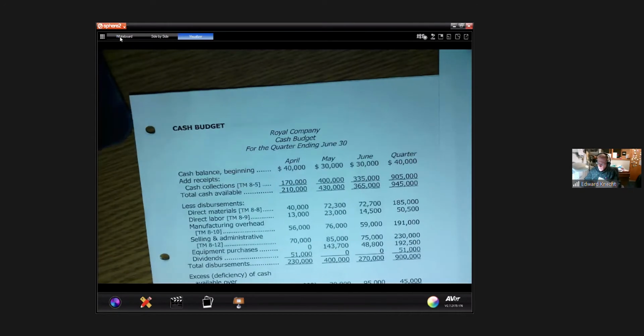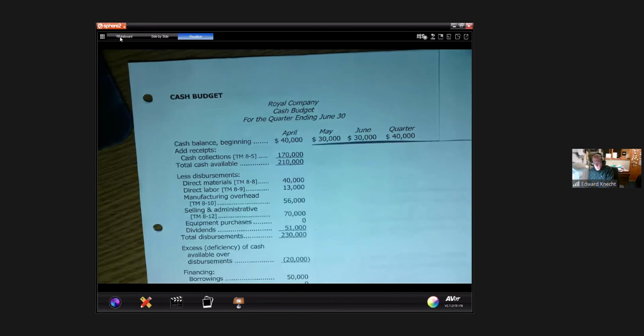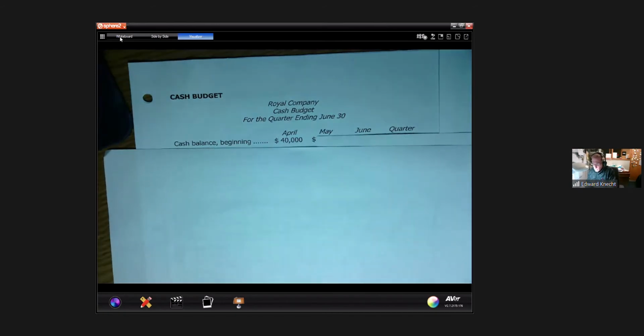Now comes our cash budget. And this can be overwhelming for students. So we'll do one month at a time. Let's see, maybe best to do this, I think. So we start with, what is the beginning balance? We start with April. The beginning cash balance is 40,000.